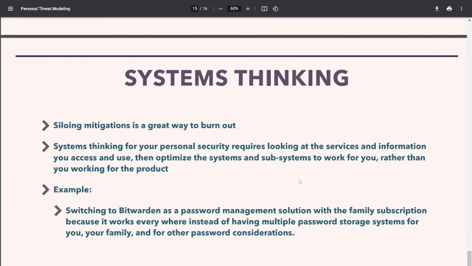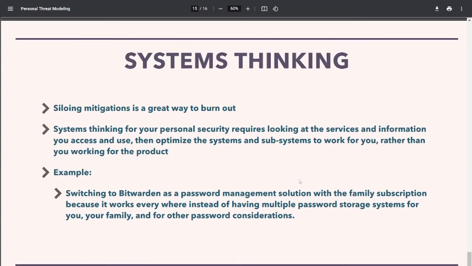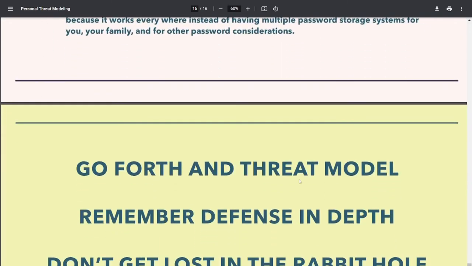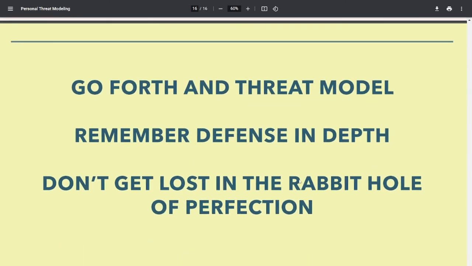But, yeah, think about how the system can work for you and how you are not working for the system. So go forth and threat model. Remember defense in depth, and don't get lost in the rabbit hole of perfection. And thanks for coming to my TED Talk.